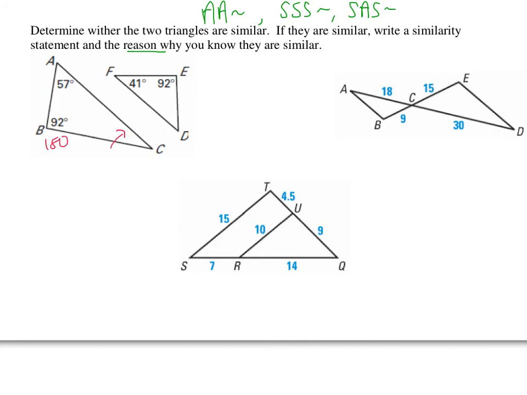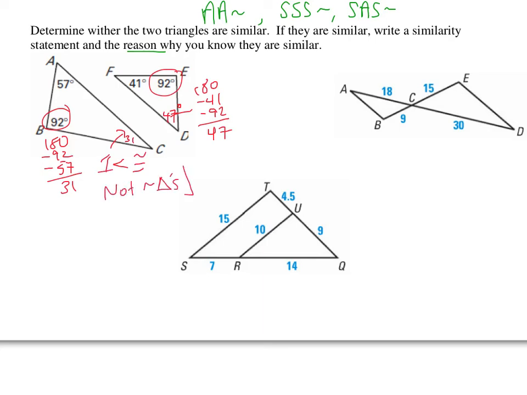If we take our degrees again and subtract them from 180, we end up with this degree is 31 in my triangle. If I do the same thing in this triangle and I subtract my 41 and then 82, I end up with 47 degrees. But now if you look at all three angles inside the triangles, none of them are really the same other than the 92, sorry. So one angle is congruent, but we do not have two. So these are not similar triangles.